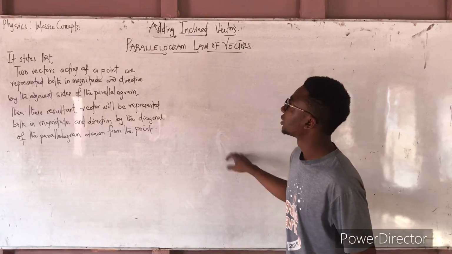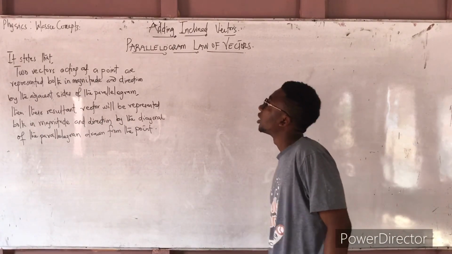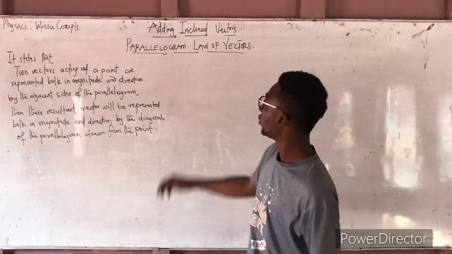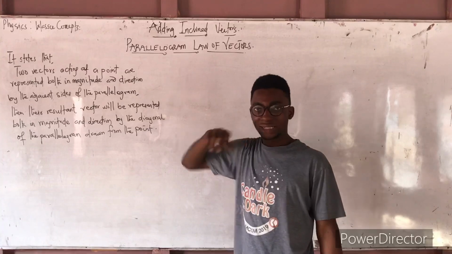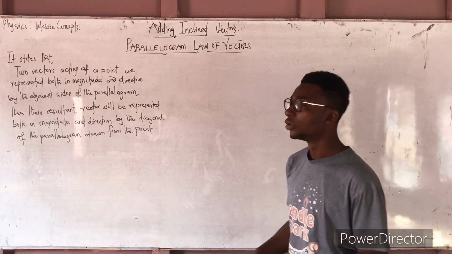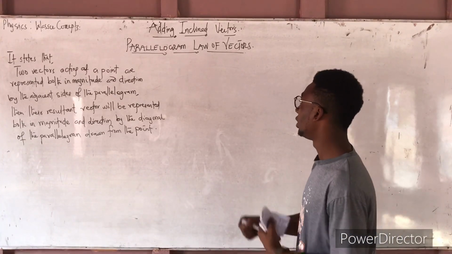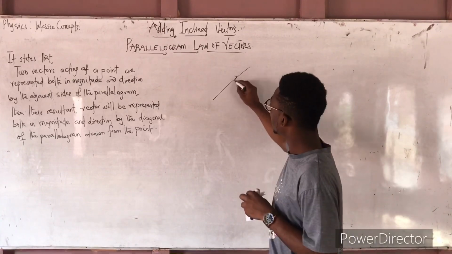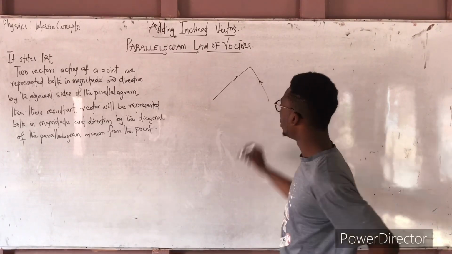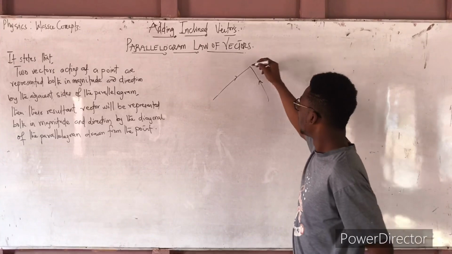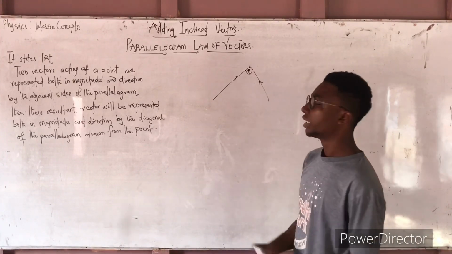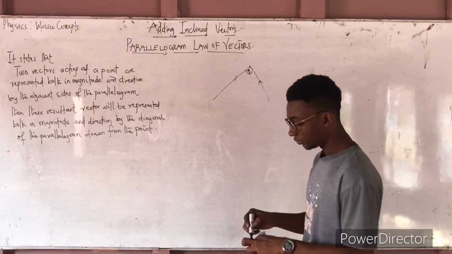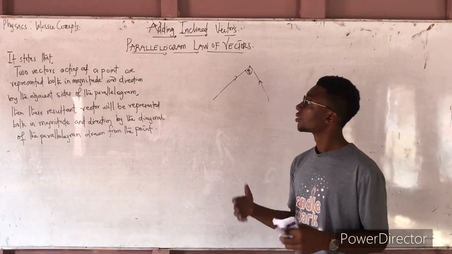Alright, so we are still under the addition of vectors, and we want to look at adding inclined vectors. That is to say, we have two vectors that are inclined to each other, meeting at a point, making an angle, let's say angle theta.